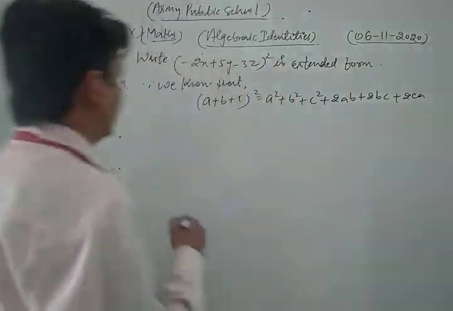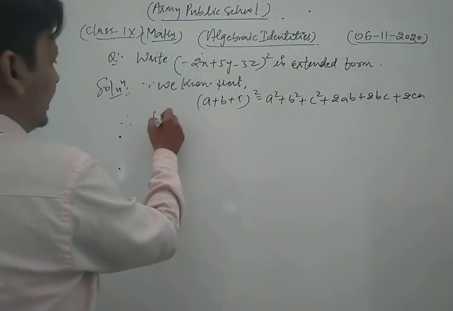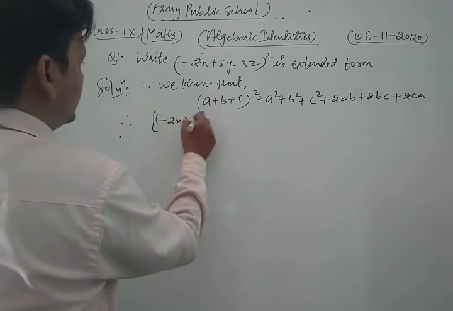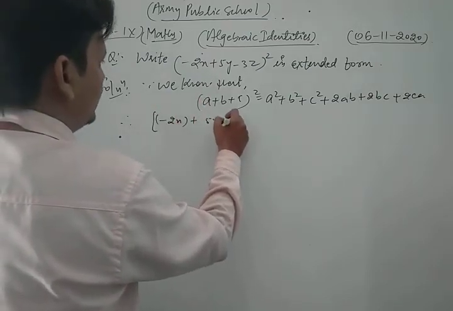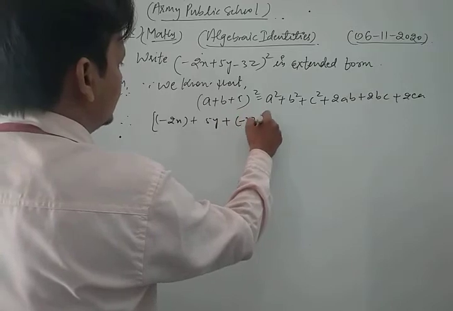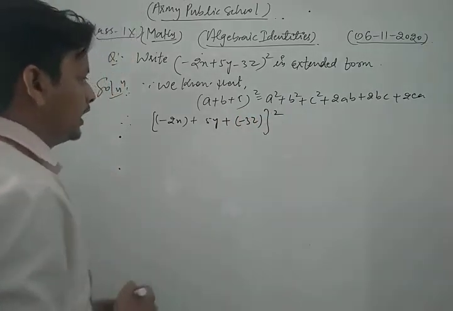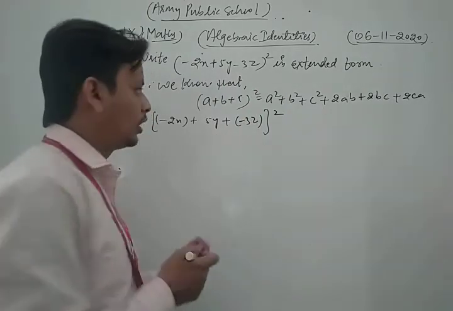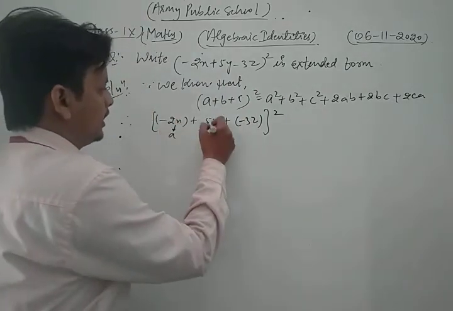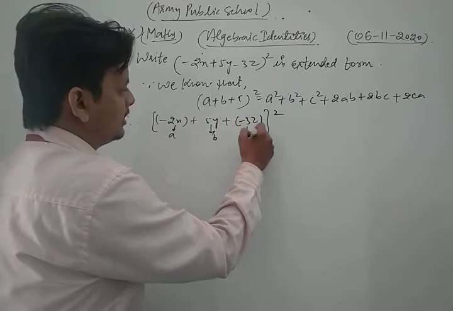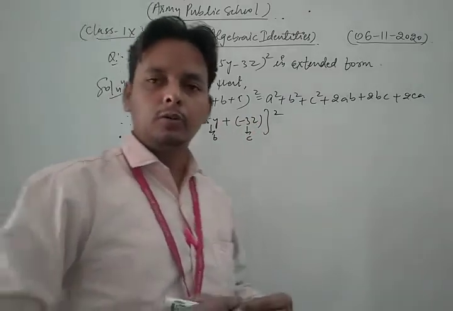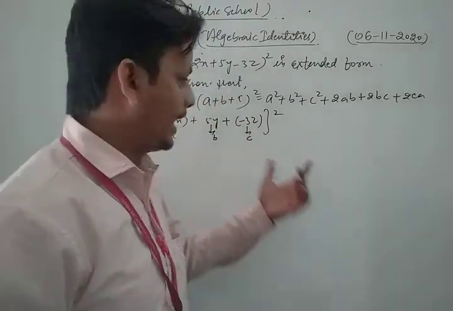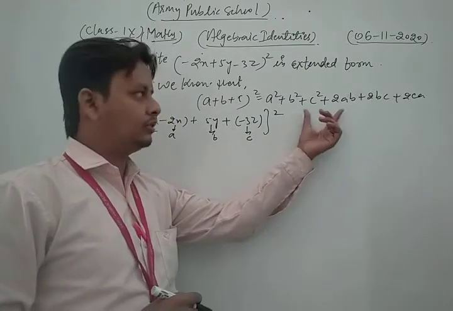So we can write it in this way: (minus 2x plus 5y plus minus 3z) whole square. Listen, we can write the given question in this way also. Now here this is A, this is B, this is C. Now what do we do? We expand them based on that identity.